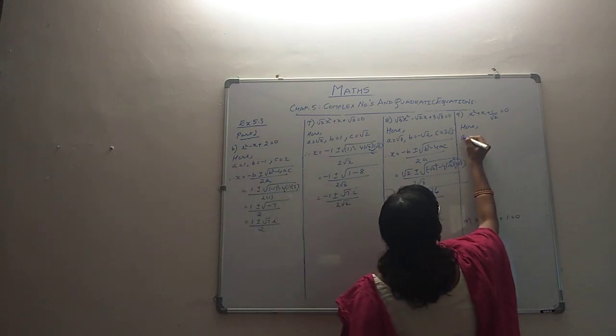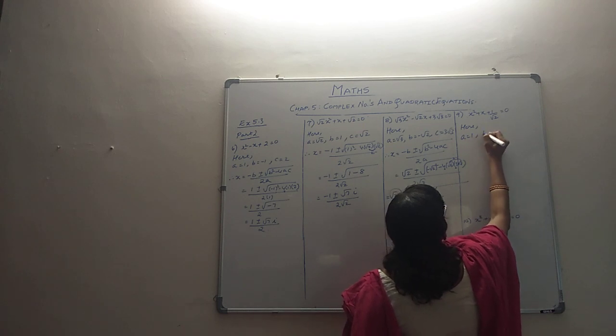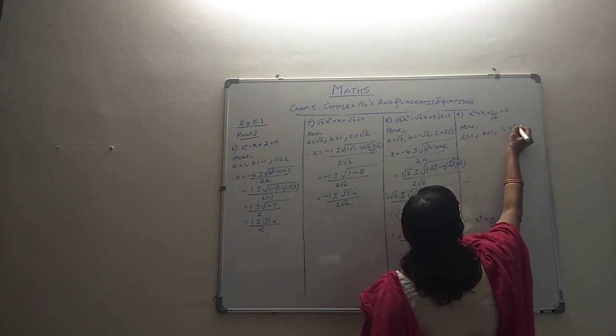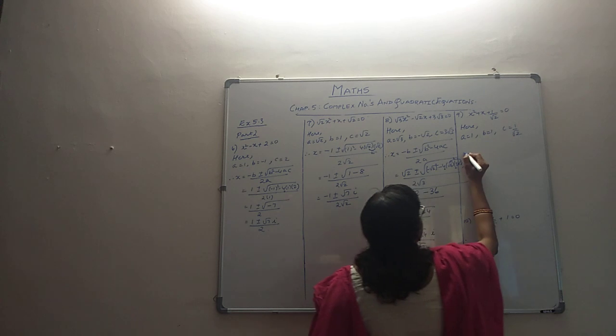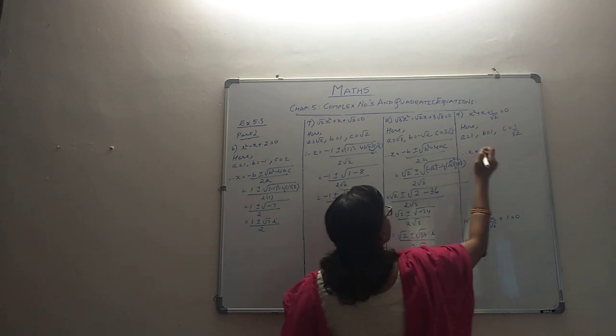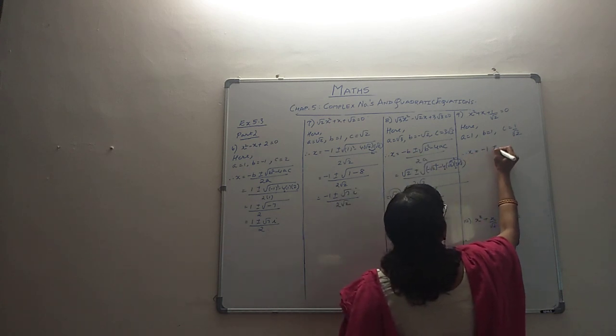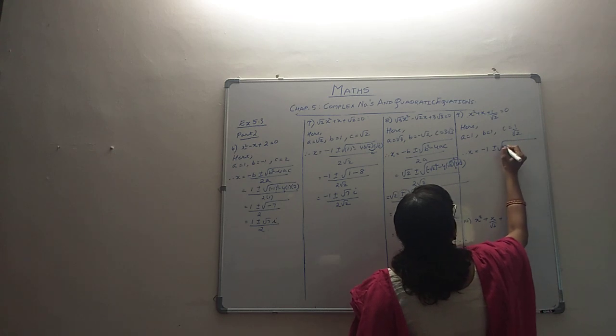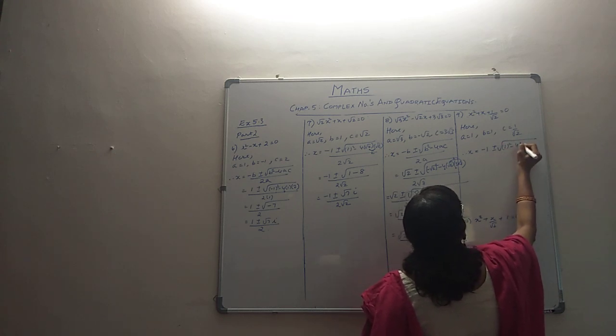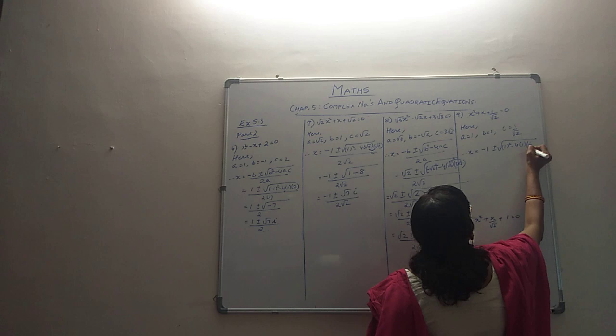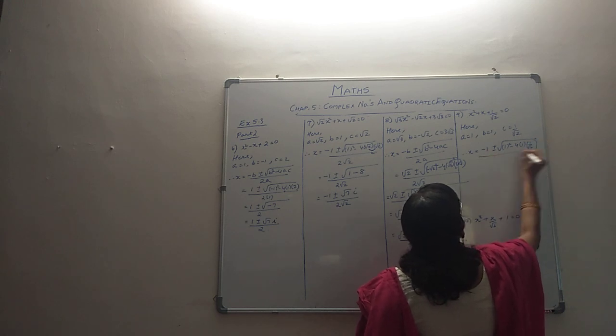So let's get our a, b and c. A is 1, b is 1 and c is 1 by root 2. How do we get the x? The formula is here: minus b means minus 1, plus or minus root of b squared, 1 squared, minus 4ac. C for us is 1 by root 2, whole by 2a.